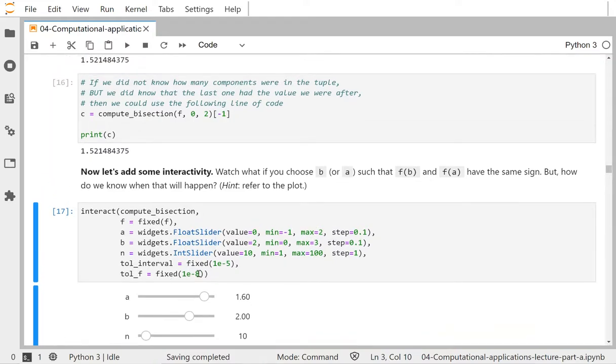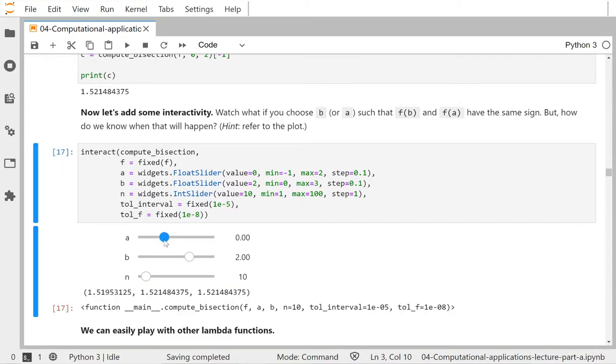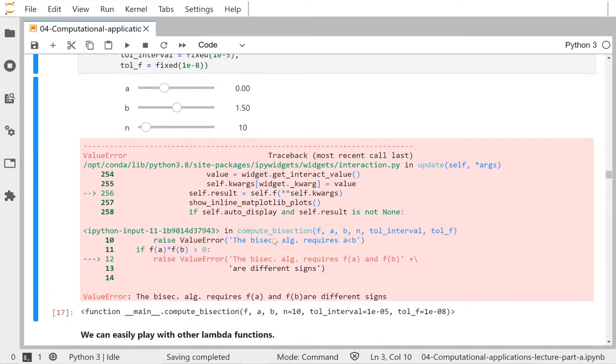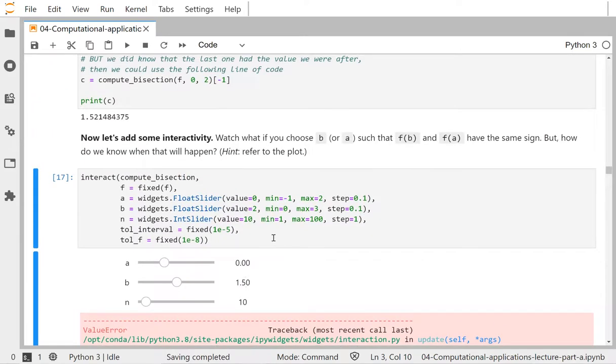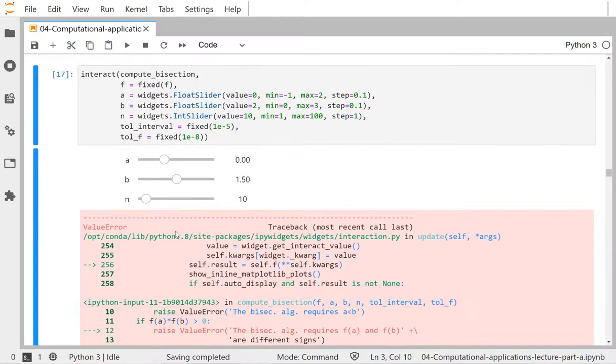So now, if I choose A to be 0 again, and I choose B to be, well, let's say 1.5, which is just slightly less than the 1.52, I similarly get an error because both function values are now negative, as I know. So you can see that everything's working as it should.